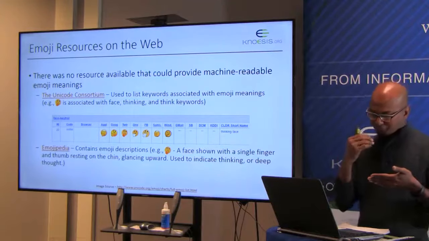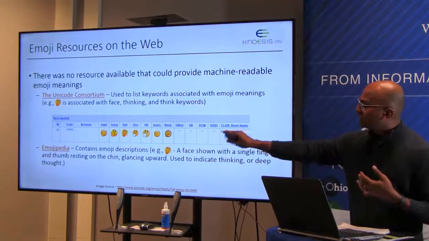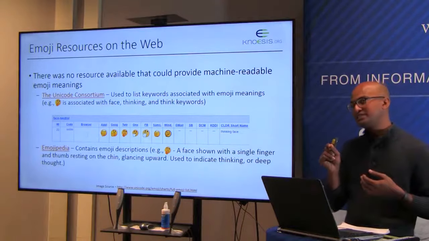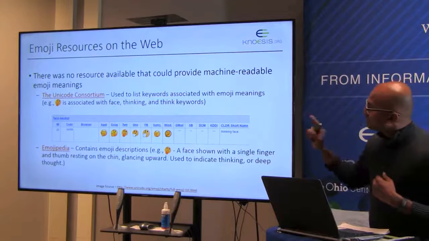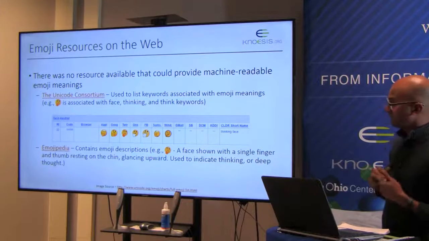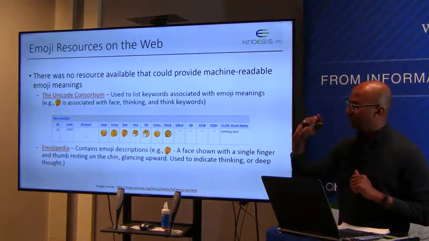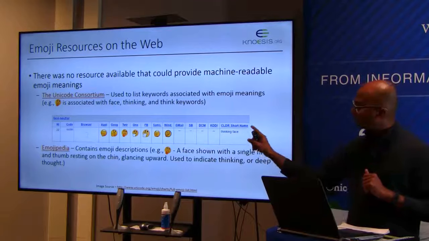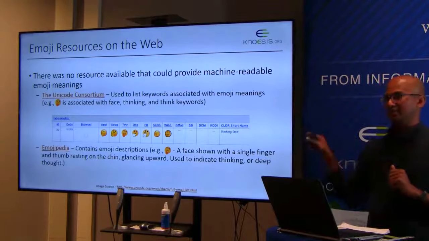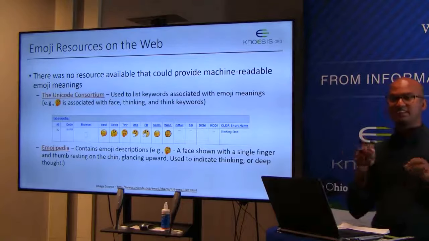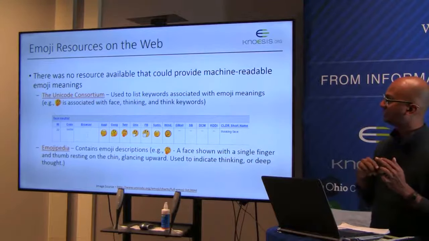Basically, they are the ones who assign Unicode code points to emojis, and they are the ones who decide what new emojis they are going to support in the future. So their website contains a lot of interesting information. For example, here's a small screenshot of their website. It contains information such as the Unicode code point, how emojis are shown on different platforms, the emoji name, and they also used to contain emoji keywords. These keywords can give you a sense of the meaning associated with this emoji, but unfortunately they don't list those keywords anymore.